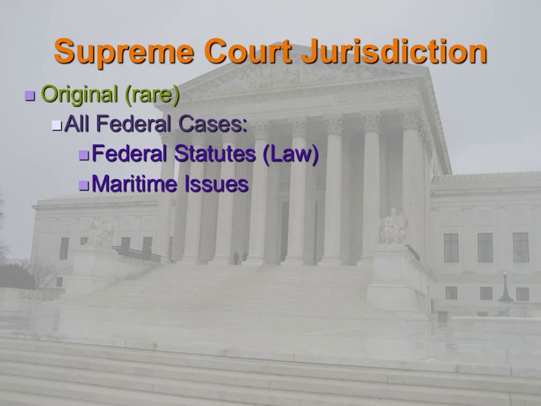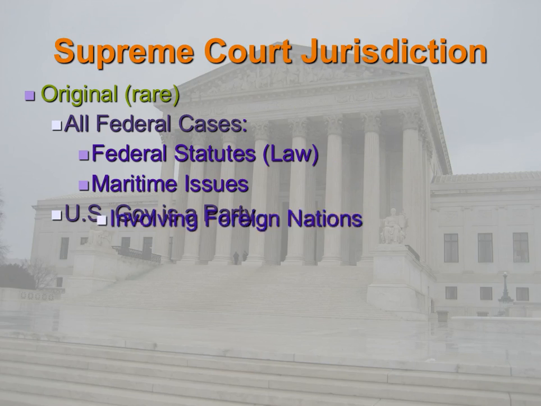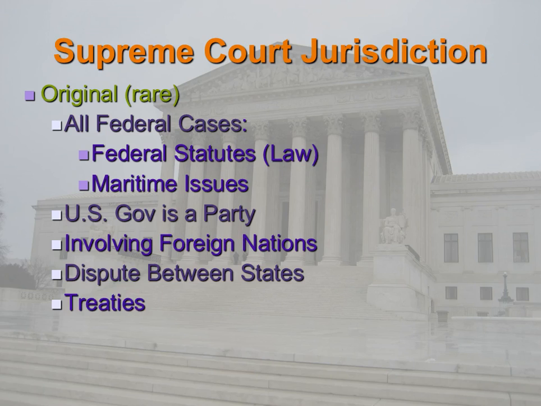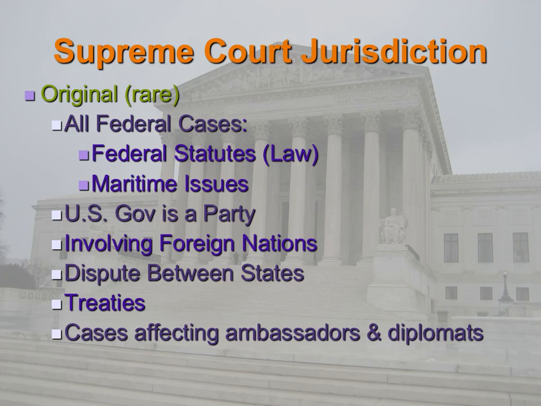So anytime you have broken a federal law or a federal statute as they're called, or if it's a maritime issue. If the United States government is a party, which means if they're being sued or they're doing the suing, that could start in the Supreme Court. Anytime you've got a case involving foreign countries suing the United States, that could take place in Supreme Court. If two states want to sue each other, that takes place in the Supreme Court. If there is a question about a treaty, Supreme Court. Cases affecting ambassadors and diplomats could go to the Supreme Court if they're not granted diplomatic immunity. More on that in a different unit.